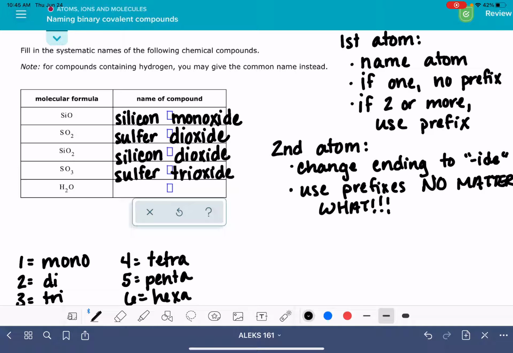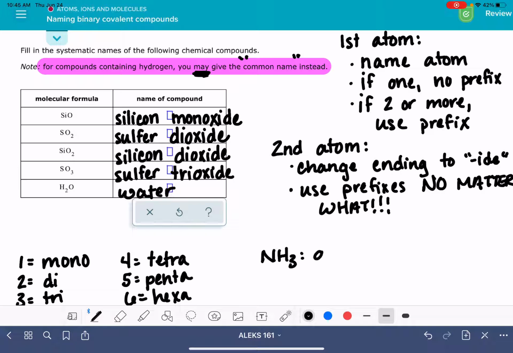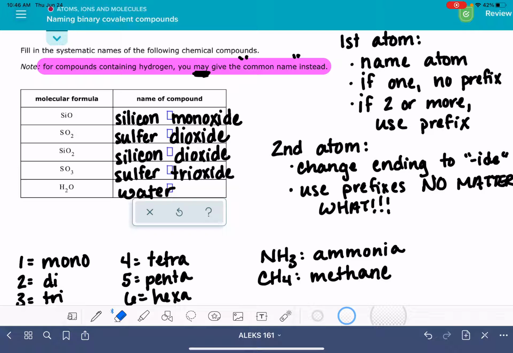For 6 is hexa. Now, one of the molecules on this list is always going to be a compound containing hydrogen, and ALEKS is telling you that for a compound containing hydrogen, you may give the common name instead. This is kind of a passive-aggressive statement; it would definitely prefer that you give the common name instead. You may know this, H2O, its common name is water. Another one that you're going to see on here is NH3. Its common name is ammonia. And those are the only ones that I can think of. Oh, maybe you'll see CH4, which is methane. You can Google them for sure. If you're not familiar with them, you can Google them and see what they are.